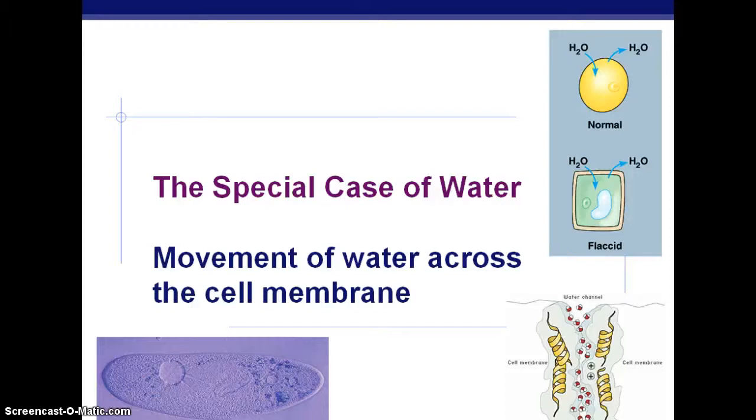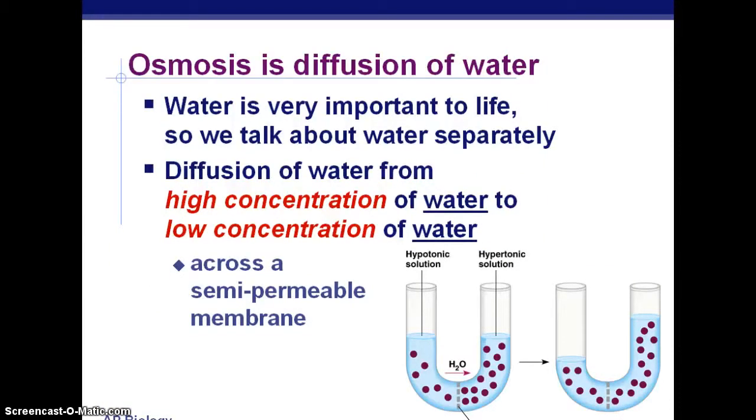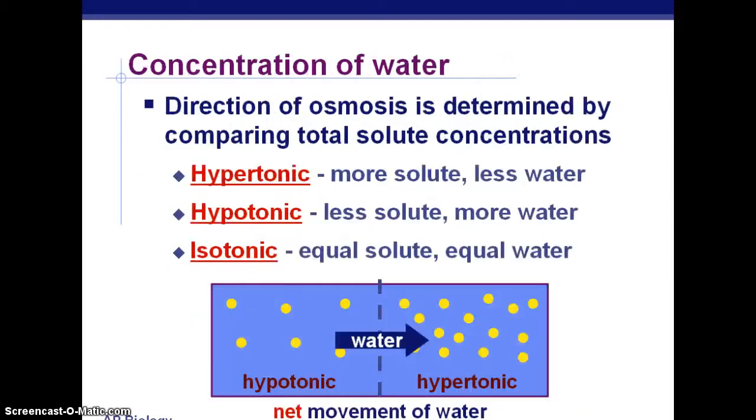Water, however, has a special circumstance because it moves through aquaporins in a process called osmosis. We have three main settings for water. Hypertonic, which means not very much water, but lots of dissolved solutes. Hypotonic, which means lots of water. And isotonic, which means equal amounts of solute and water on both sides of a membrane.